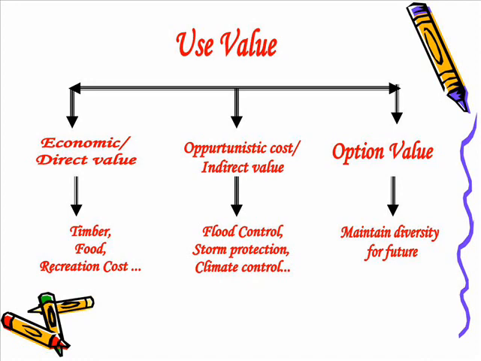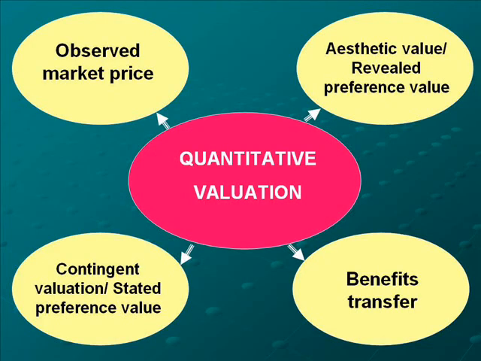Valuation is performed both qualitatively and quantitatively. The quantitative measurements include the following strategies. The first strategy is observed market price, which includes changes in productivity, preventive expenditure, etc. The second strategy is aesthetic value or revealed preference valuation, which involves change in market price, travel cost, recreational use, etc. Thirdly, contingent valuation method or stated preference valuation method deals with willingness to pay for conservation and restoration.